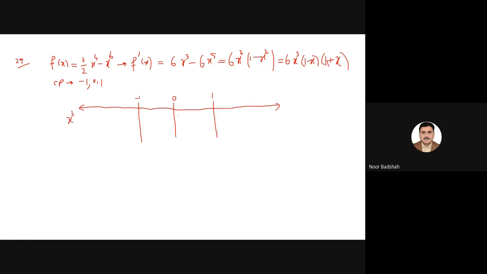You know it is positive to the right of 0. When x is positive, x cube is also positive. And when x is negative, x cube is also negative. So that's the sign pattern of x cube. Then we take 1 minus x. 1 minus x is negative to the left, and it is positive to the right of 1.